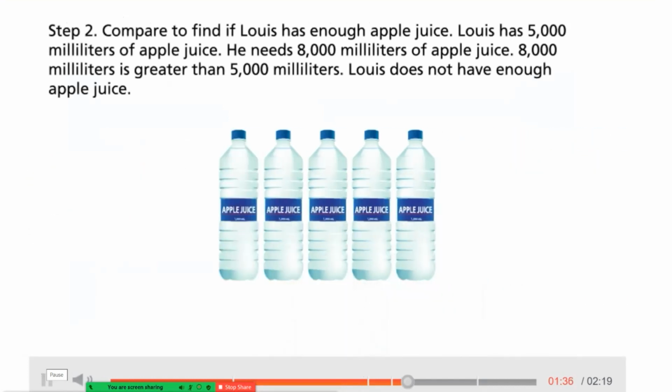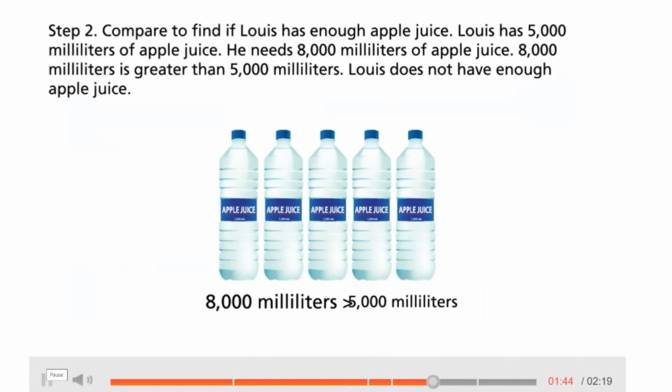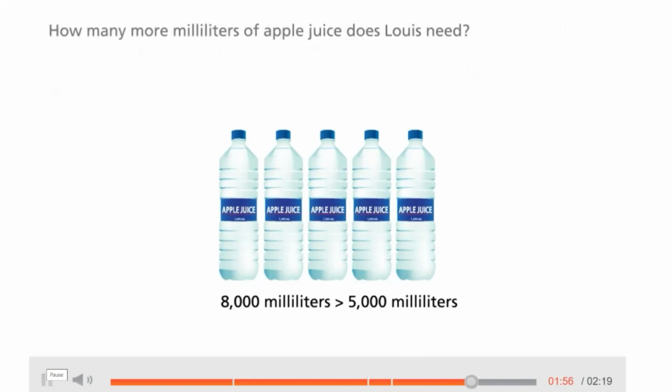Step 2. Compare to find if Louis has enough apple juice. Louis has 5,000 milliliters of apple juice. He needs 8,000 milliliters of apple juice. 8,000 milliliters is greater than 5,000 milliliters. Louis does not have enough apple juice. How many more milliliters of apple juice does Louis need?